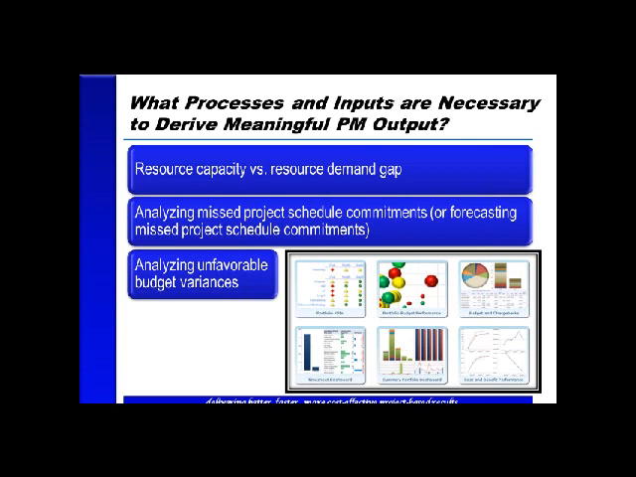So the first question is, what processes and inputs are necessary to derive meaningful project management output? What is it that the organization is looking for from the projects? And again, if we look at it from a portfolio standpoint, the question is, well, what is it that the organization cares about? I would summarize that by saying the organization cares about success.